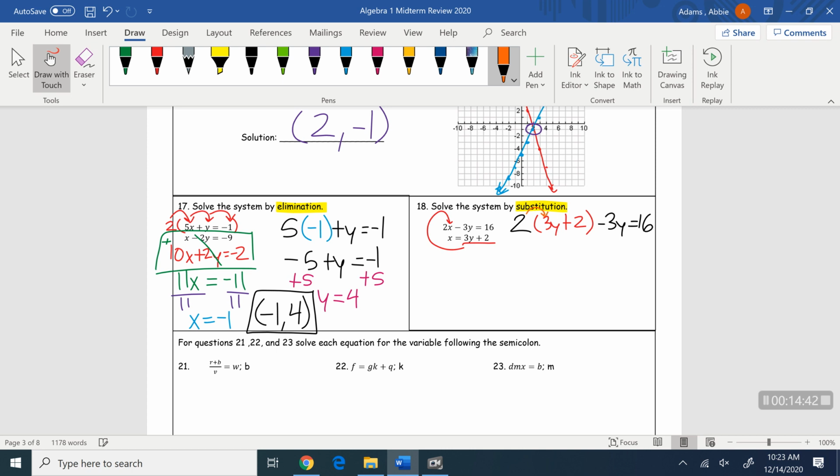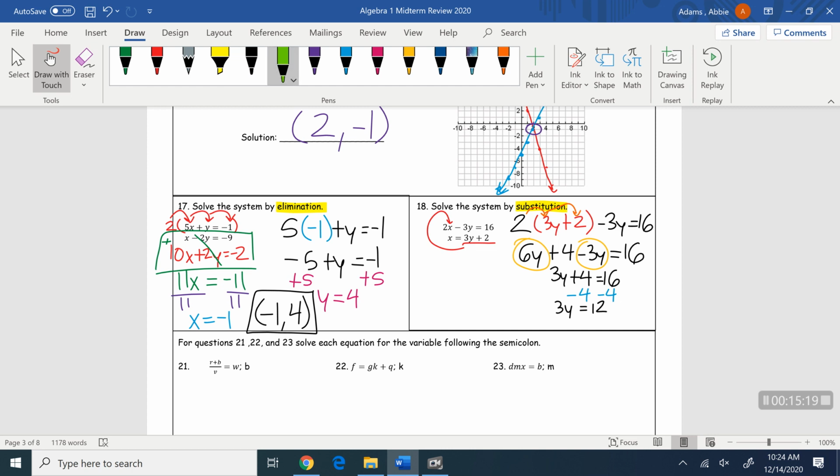And I can use the distributive property to say that 6y plus 4 minus 3y equals 16. Looking at this, I have common terms on one side of the equation. So I can combine 6y and negative 3y, or 6y minus 3y. That's going to give me 3y plus 4 is equal to 16. I'm going to subtract a 4 from both sides. So 3y is equal to 12.